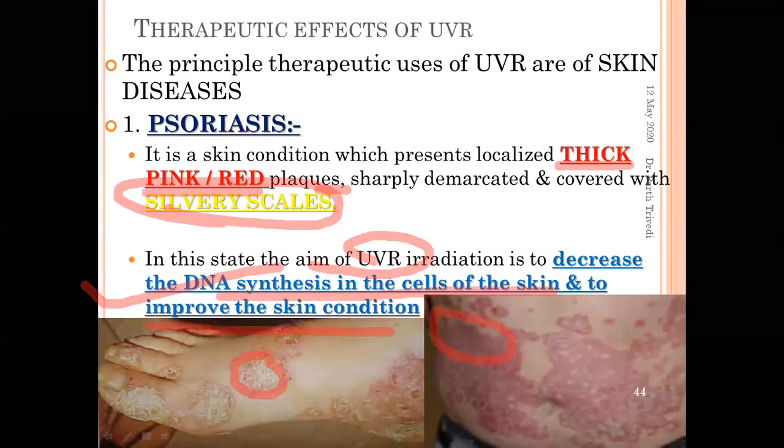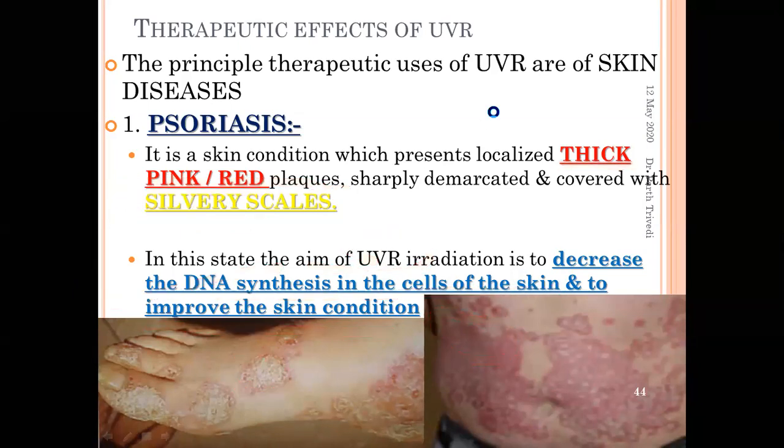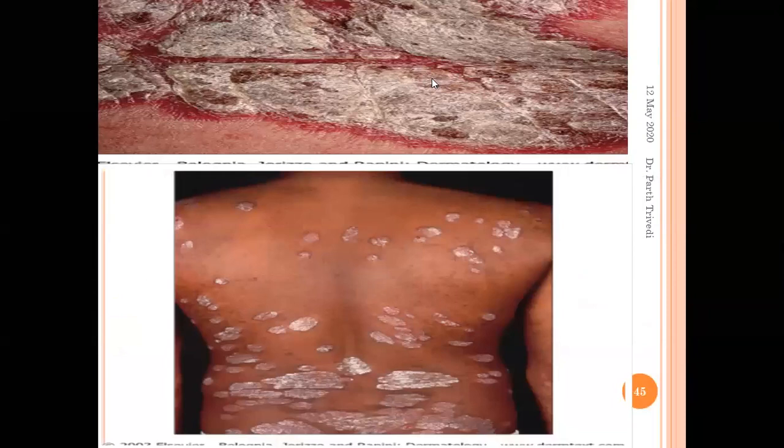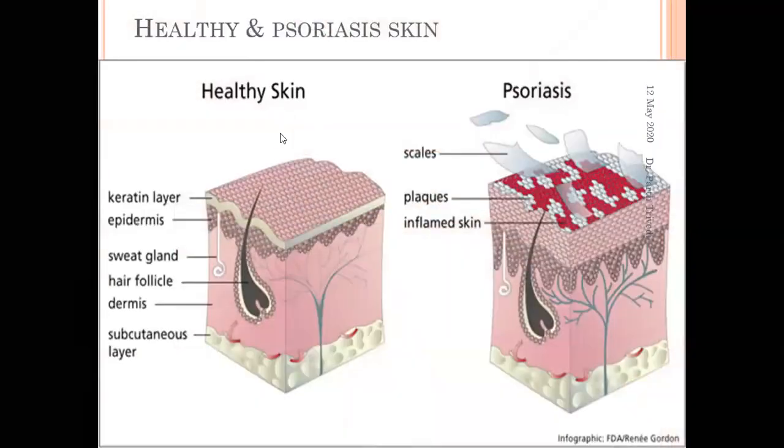Clear? So how do we generally use UVR? You can see the silvery scale structures. The difference between eczema and psoriasis is these silvery scales. You can see you have epidermis and dermis layers in the normal skin. This is your epidermis, this is the dermis. What happens in psoriasis? The scales are formed, so there is premature aging of the skin.